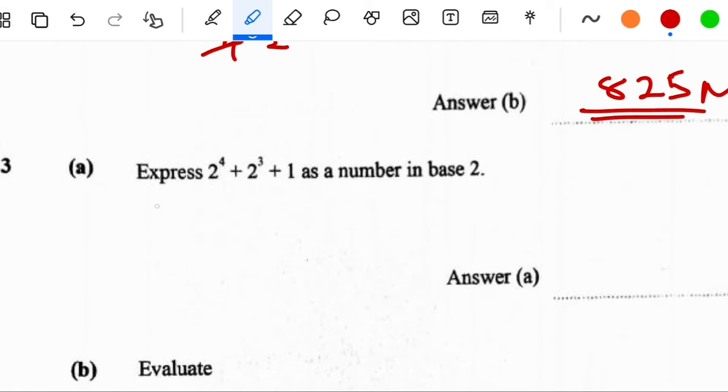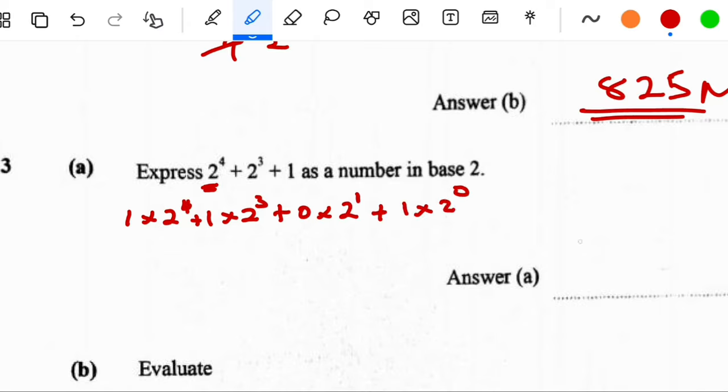Then here I'm supposed to express this one as a number in base 2. So this one here, it is 1 times 2 to the power of 4, followed by 1 times 2 to the power of 3, followed by 0 times 2 to the power of 1, followed by 1 times 2 to the power of 0. So my number is going to be 1101 base 2.